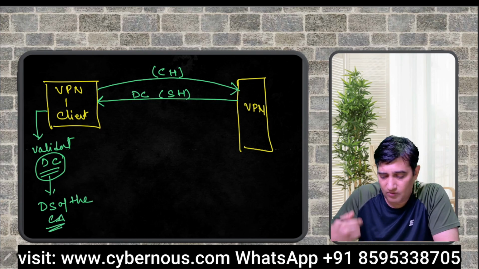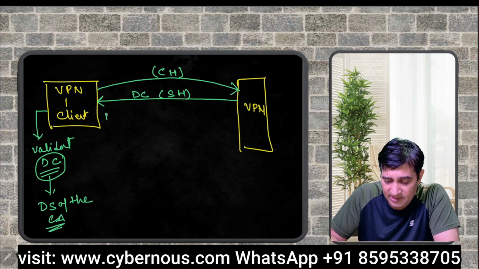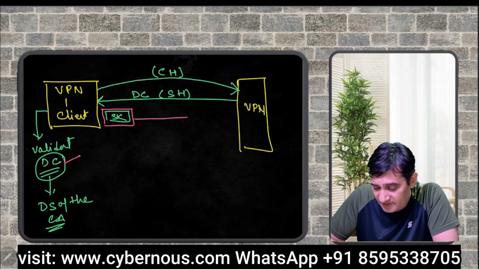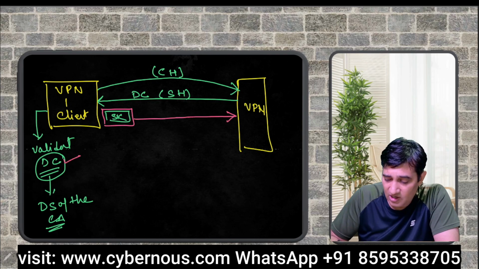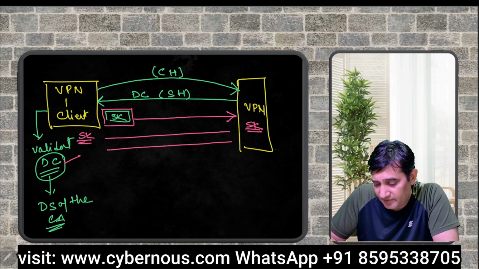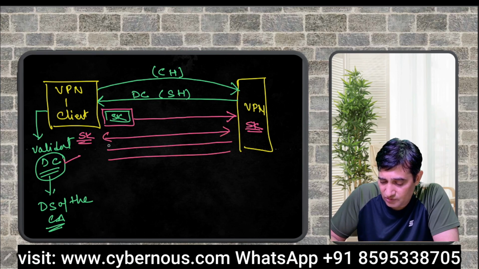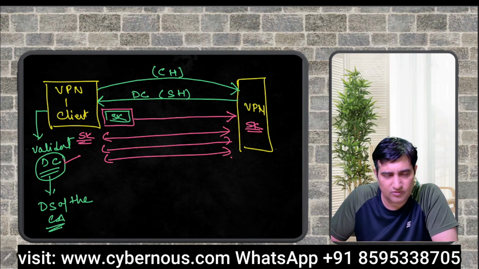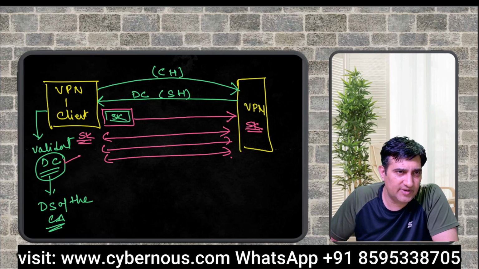Once that is done, what will happen? The client will establish the session key and will encrypt it using the public key which is available in the digital certificate, and then it will send it across to the VPN server. Now both parties will have the session key. Then the rest of the communication can happen between these two parties based on session key encryption, symmetric key encryption. So that's how the entire VPN actually takes place, right?